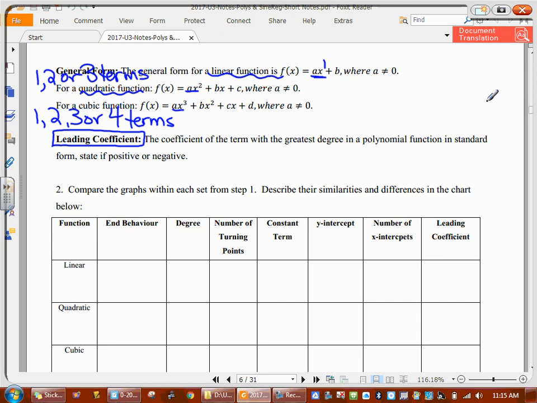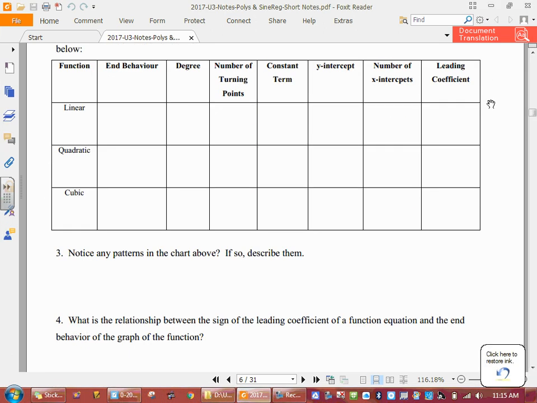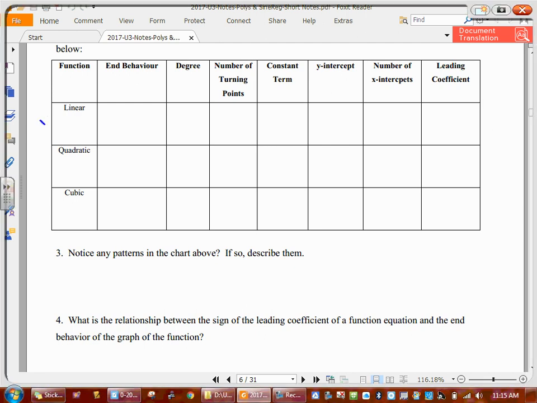So, the similarities and differences we're going to look at. Here we go. Here are the questions I'd like to look at. So, y equals negative 3x plus 7. That's your linear function to analyze. The quadratic, y equals 2x squared minus 4x minus 9.